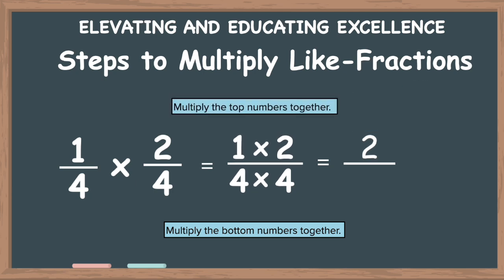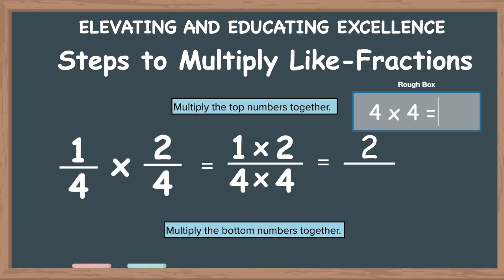Now let's draw another rough box to find the bottom number of the fraction in the answer section. We're going to write 4 times 4. 4 times 4 equals 16. So let's write that in the bottom number of the answer section. So the answer is 2/16.